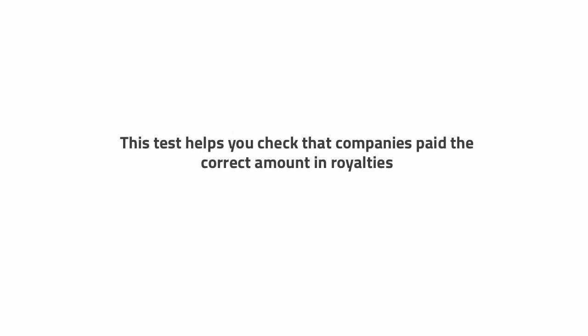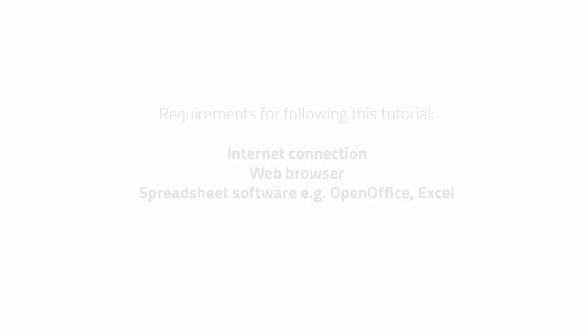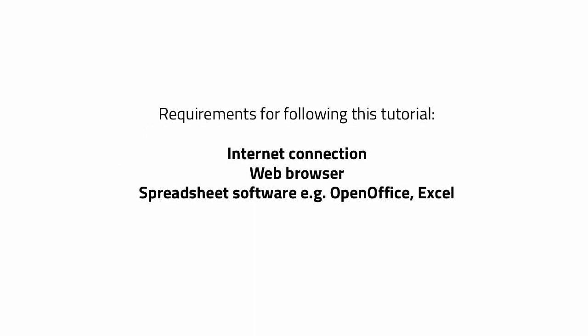This test can help you find out if a company may have underpaid royalties. It's important to know, however, that on its own, this test will not be able to prove that a government has lost revenues. If your test indicates there may have been government losses, further inquiries will be needed to verify this. In order to carry out the test, you will need an internet connection and web browser and a spreadsheet program to do the calculations required.